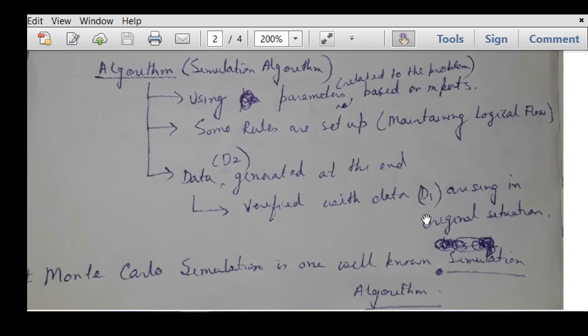As I said, we will call the algorithm efficient if D1 is approximately equal to D2 up to a specified degree of accuracy. If not, then we have to modify the algorithm, we have to modify this part, and maybe we have to use some more parameters. This depends on the problem which is given, and we have to modify or create some new algorithm.